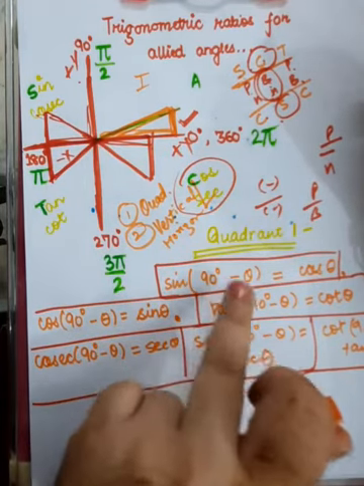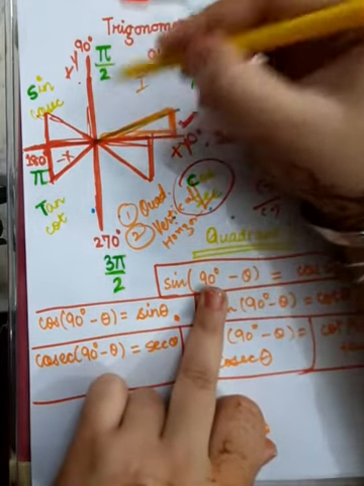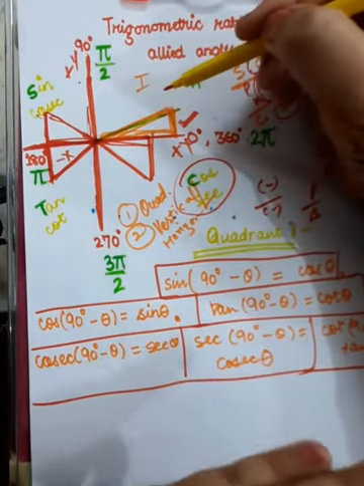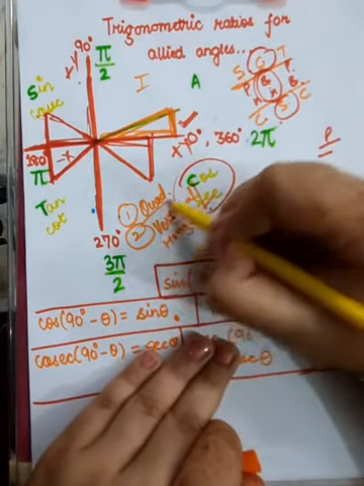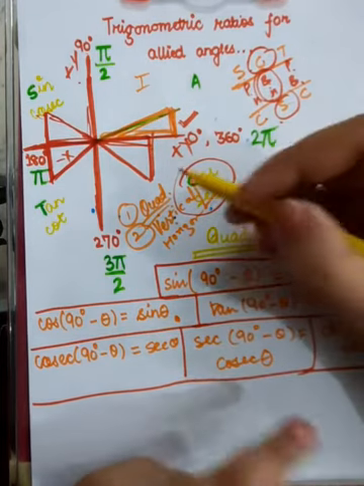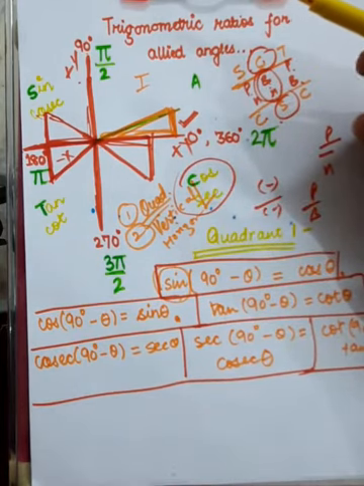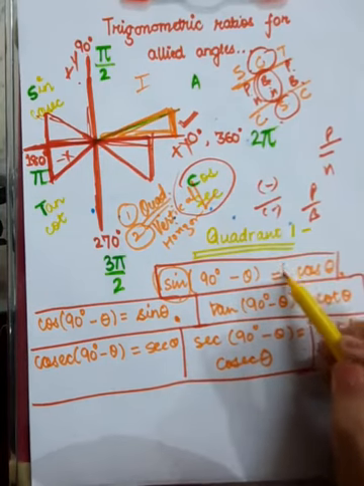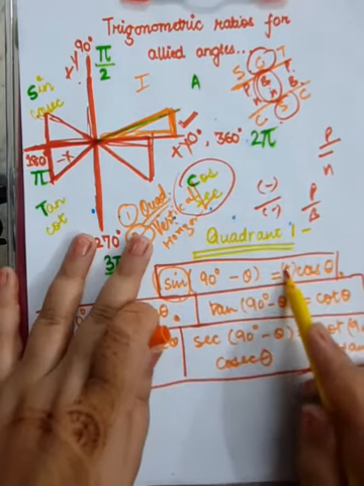For example, sine 90 degree minus theta. Now in 90 degree minus theta, theta is essentially acute. If you subtract something from 90, you are coming in the first quadrant. So first we got to know the quadrant. If we are going to the first quadrant, is sine positive or negative in the first quadrant? It is positive in the first quadrant. So that means the overall result is going to be positive. So quadrant decides your sign.